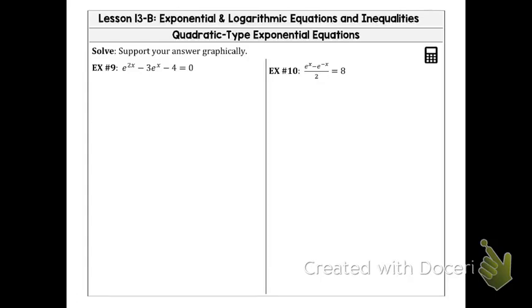Right, lesson 13b, exponential and logarithmic equations and inequalities. So we start out here with some quadratic type exponential equations. And so we want to solve this and then support the answer graphically.